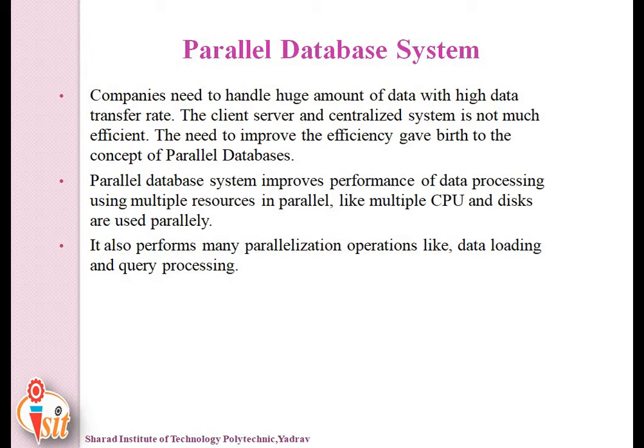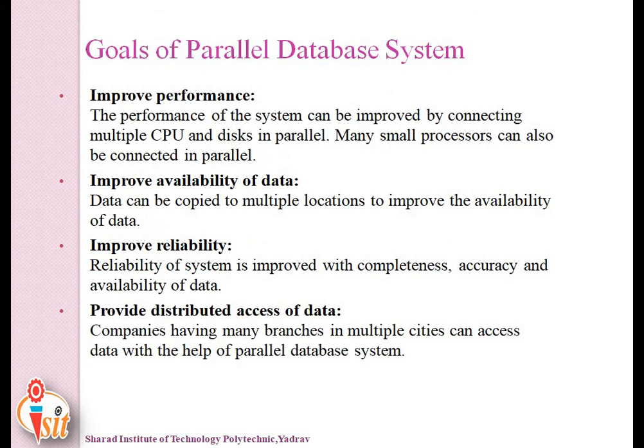Parallel databases improve processing and input or output speeds by using multiple CPUs and disks in parallel. Centralized and client-server database systems are not powerful enough to handle such applications. In parallel processing, many operations are performed simultaneously, as opposed to serial processing, in which the computational steps are performed sequentially. Here you can see the goals of parallel database system.